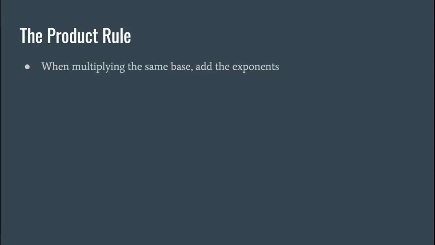Okay, so the product rule is used to simplify when we're multiplying the same base. So when you're multiplying the same base to each other, what we'll do is we'll add the exponents. This is the general form of it. I'm using x in this case as the base, so some base raised to some power, in this case m, times the same base raised to a different power, in this case n. So if we're multiplying the same bases together, we can combine the exponents by adding them.